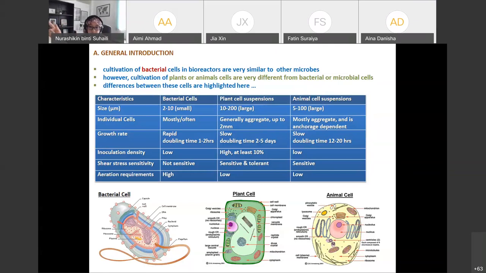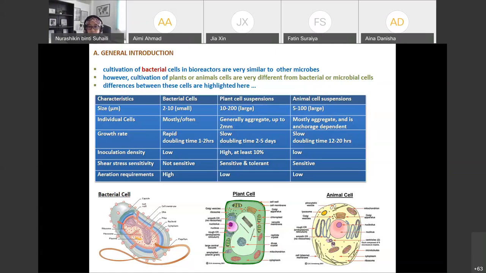100 milliliter. 1 liter is 1000 milliliter, right? So 10% is 100 milliliter of starter culture or inoculant culture that you have grown before. That is the amount needed for cultivating the plant cells. It's considered high for plant cells because it needs at least 10%. It could be more than that.